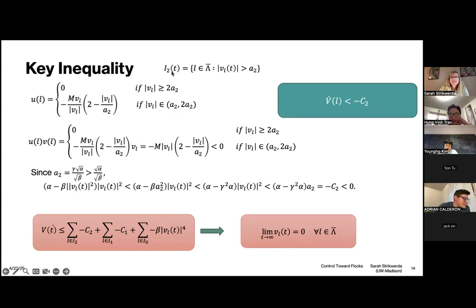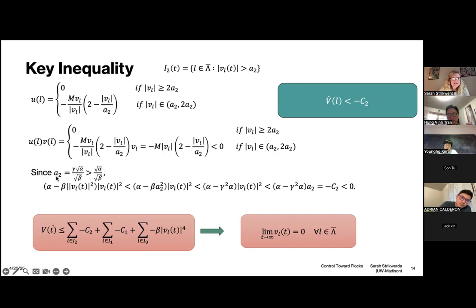And then for our last interval, or not really interval, but set of nodes, we have that our VL of t is greater than A2. In that case, we used these two different controls. And what we notice is that the ULVL is going to be equal to 0, or it's going to be equal to this expression here. And so this is going to be less than 0 in that case, though.